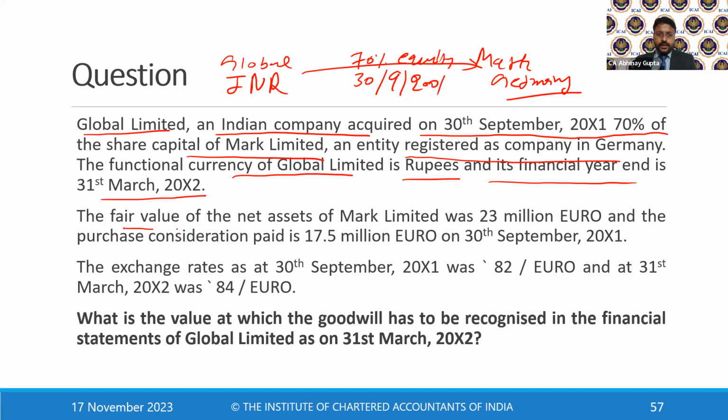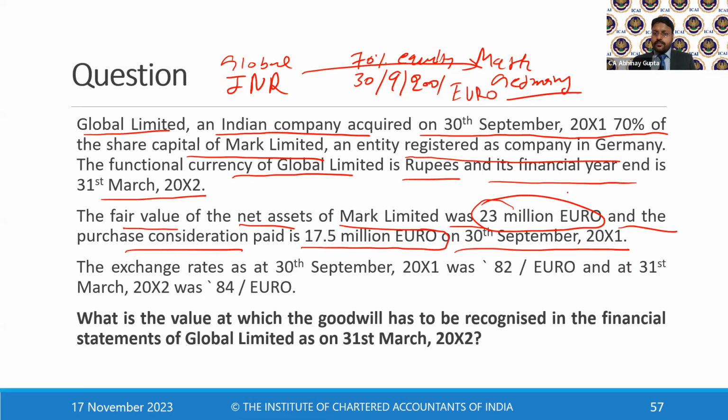The fair value of the net assets of the Mark Limited was 23 million euros. So its functional currency is what? Euro, and net assets value is 23 million. And the purchase consideration paid by the Global Limited is 17.5 million euros on 30th September. So this is the fair value of the net assets and this is the purchase consideration paid.